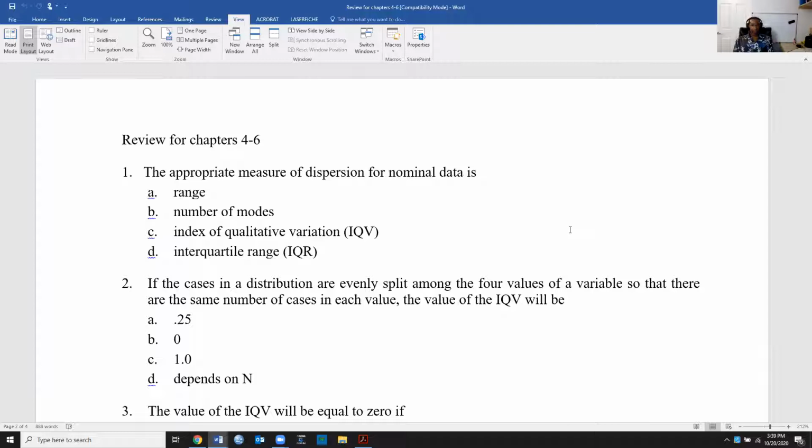So the appropriate measure of dispersion for nominal data is what? C. Good. C, index of qualitative variation. Okay. Now, why is this the appropriate measure of dispersion for nominal level data? Well, simply put, it's the only measure of dispersion you can calculate for nominal level data.